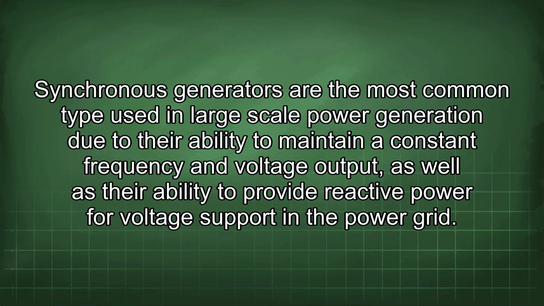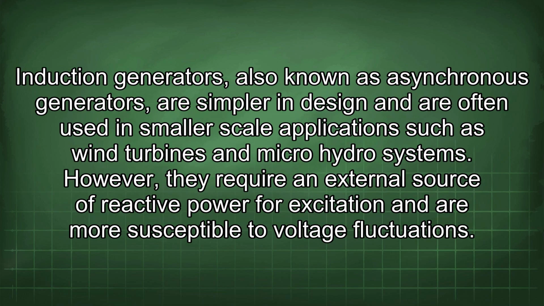Alternating current generators come in various types, including synchronous generators and induction generators. Synchronous generators are the most common type used in large-scale power generation due to their ability to maintain a constant frequency and voltage output, as well as their ability to provide reactive power for voltage support in the power grid. Induction generators, also known as asynchronous generators, are simpler in design and are often used in smaller scale applications such as wind turbines and micro-hydro systems. However, they require an external source of reactive power for excitation and are more susceptible to voltage fluctuations.